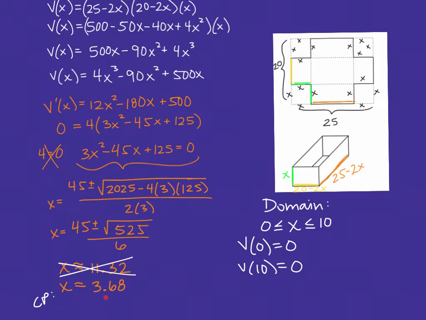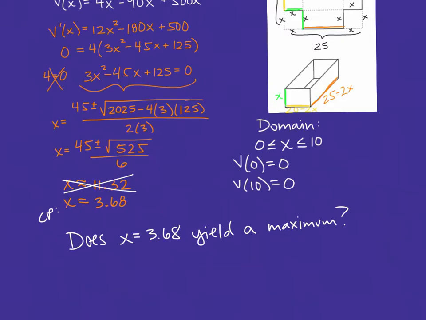That means I want to check and make sure that our critical point, 3.68 for x, yields a relative maximum point. I'm going to perform the second derivative test to do this. So if we take a look at our first derivative up here, we're going to take the second derivative of volume and then plug in 3.68 and make sure that it's negative, meaning 3.68 would have yielded a maximum value. So finding the second derivative will give us 24x minus 180.